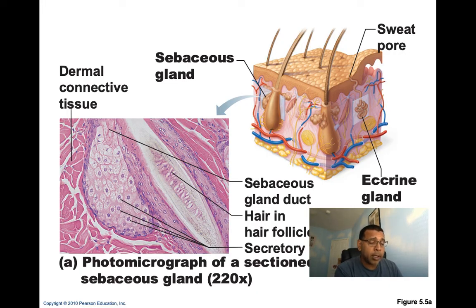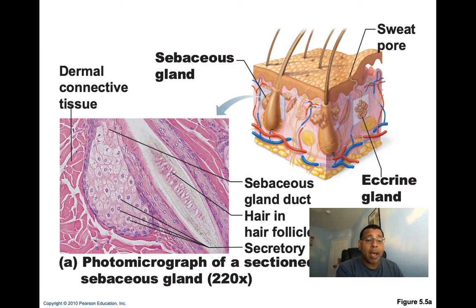The function of these eccrine sweat glands, they secrete sweat, which is 99% water, sodium chloride, vitamin C, antibodies, metabolic wastes such as ammonia, uric acid, urea, and then even certain drugs. Now, thermal regulation, temperature regulation, is the major role of these eccrine sweat glands.